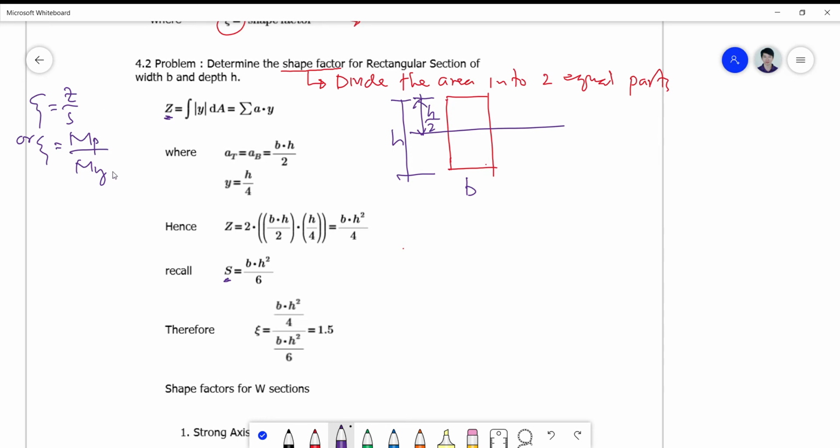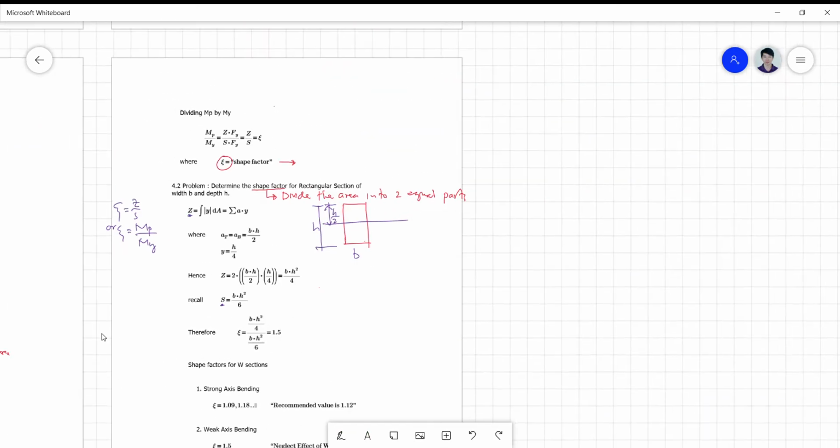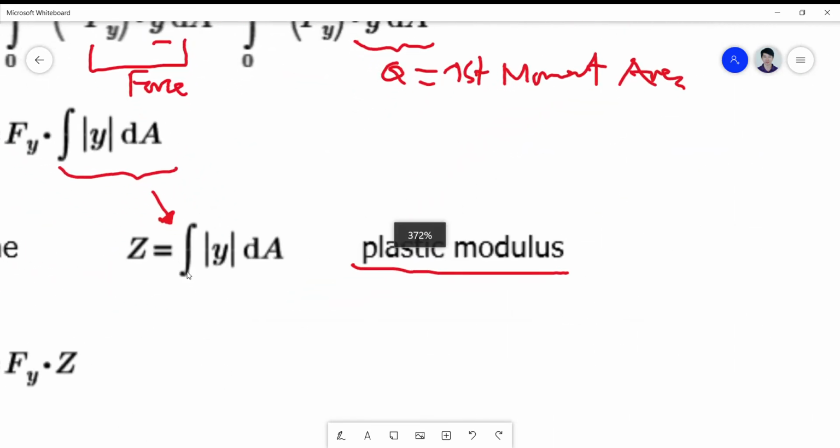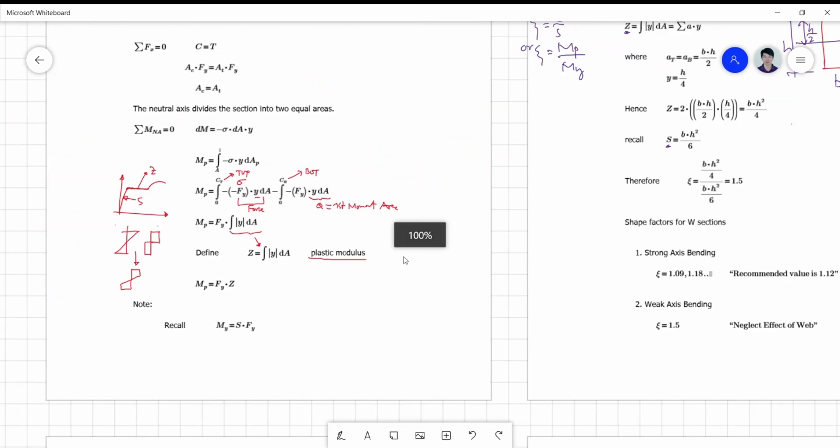So, if you want to use this, you just include the Fy term. If you want to use this, you just go over your formula, your notes. It's just this: Z is simply your y times the area. Okay? So that's just your formula.